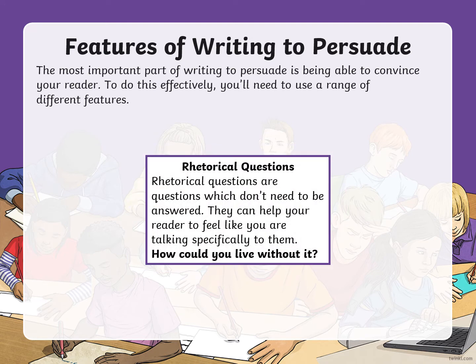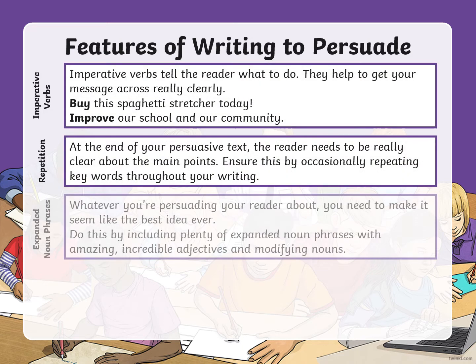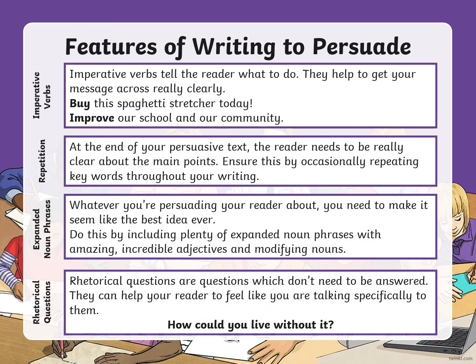Rhetorical questions. These are questions which don't need to be answered. They can help your reader to feel like you are talking specifically to them. How could you live without it? So, as a way to sum up, these are the 4 key features of writing to persuade: imperative verbs, repetition, expanded noun phrases, and rhetorical questions.